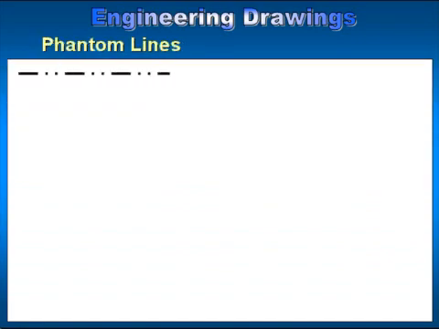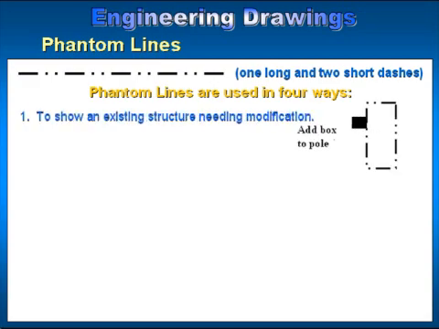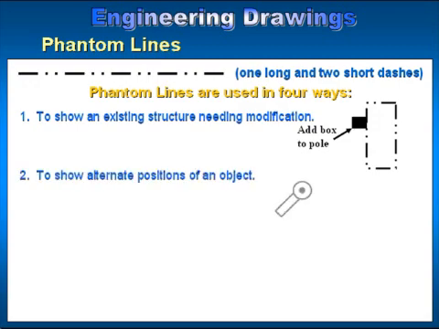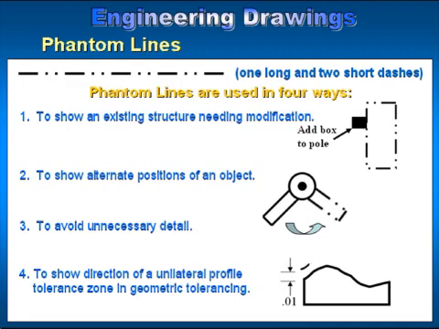Phantom lines. A phantom line is used in four main ways. 1. To show an existing structure that needs modification. 2. To show alternate positions of an object. 3. To avoid unnecessary detail. And 4. To show the direction of a unilateral profile tolerance zone and geometric tolerancing.